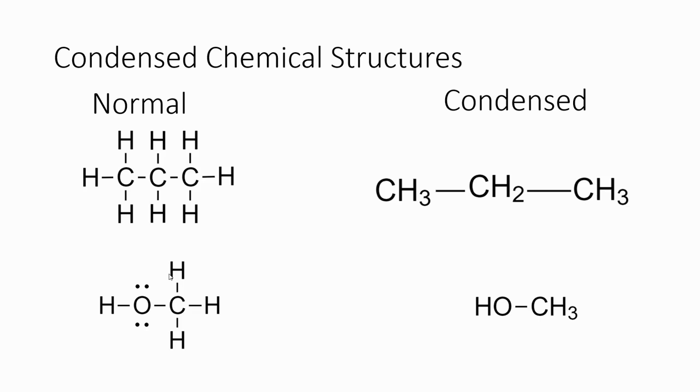All right, so when we have a normal structure, we draw all of the bonds. Also, we draw the lone pairs, okay? In a condensed structure, we do not draw the bonds between hydrogen and carbon. We also don't draw the lone pairs, and we also don't draw the bond between hydrogen and oxygen. So this is called a condensed structure. We still are showing the hydrogens.